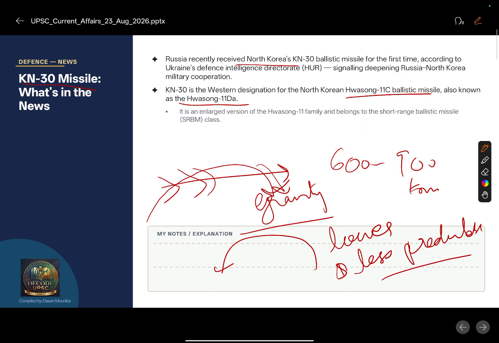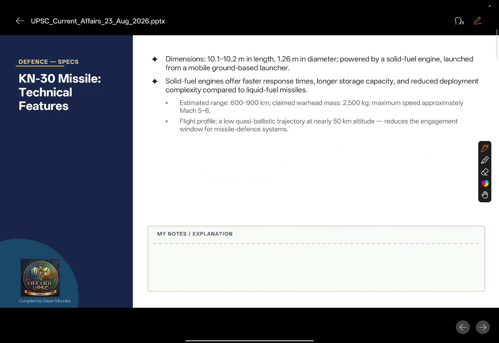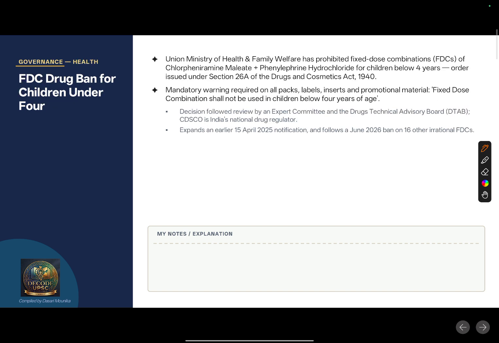Next, let us move to governance and health. The government has prohibited a particular fixed dose combination involving chlorpheniramine maleate and phenylephrine hydrochloride. These are two drugs commonly used for cold. Remember the clause: below 4 years of age, not for everybody.